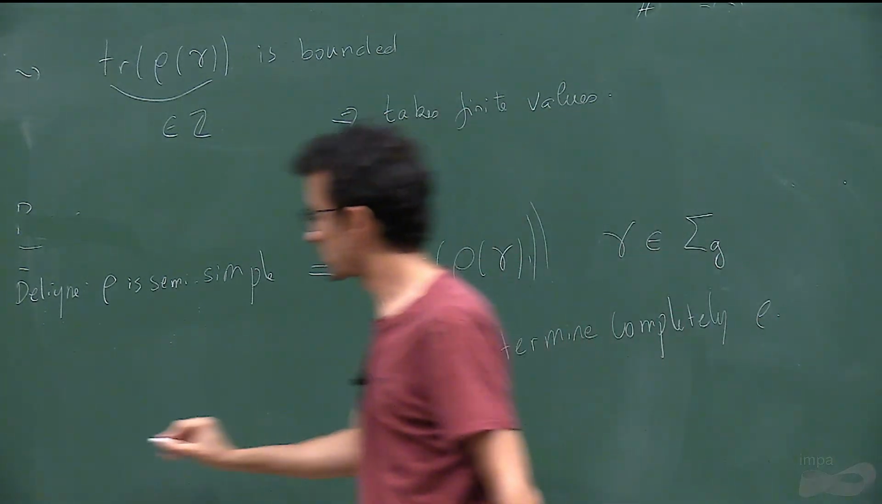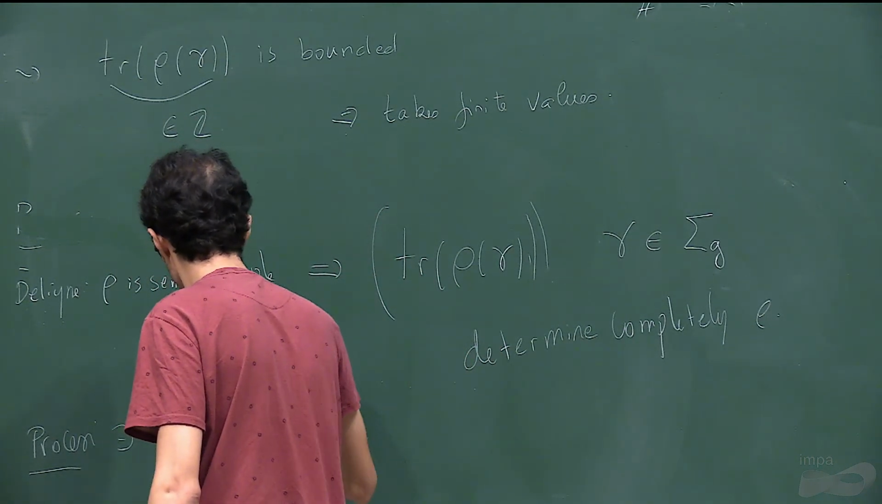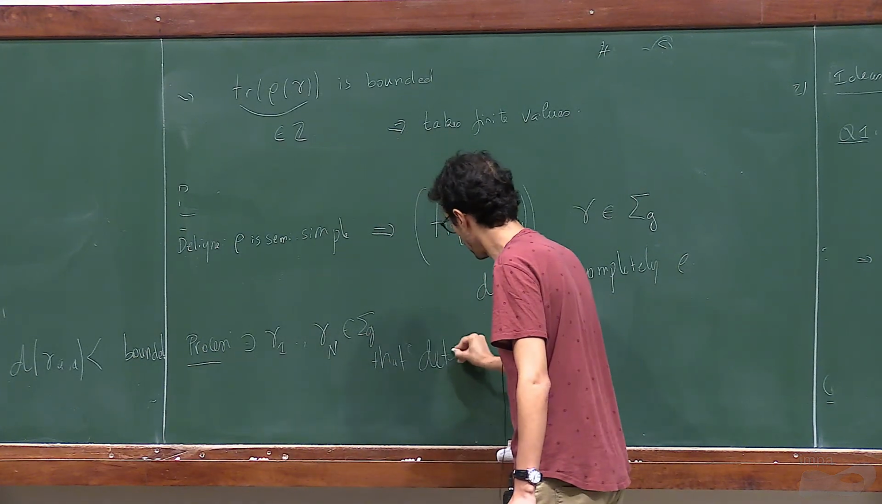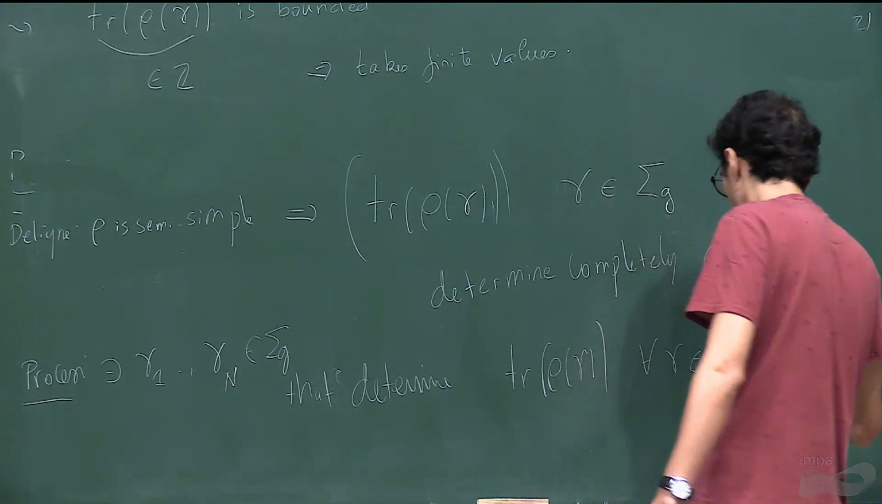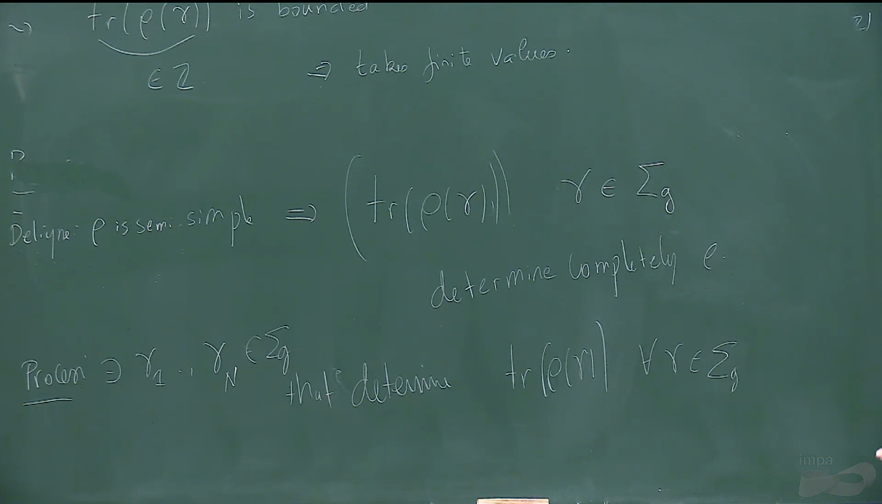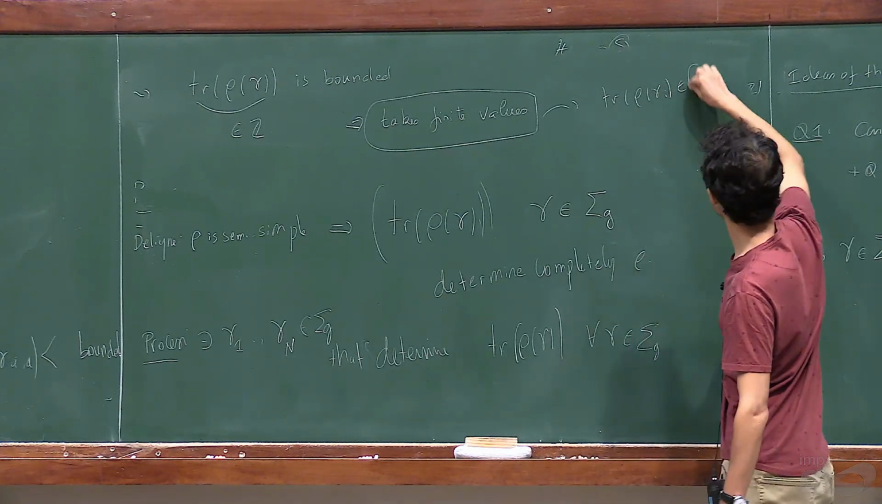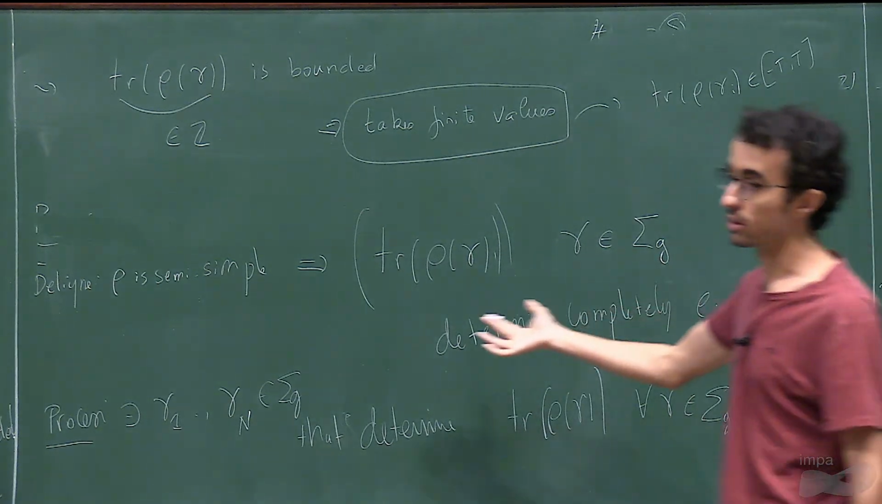This determines rho completely. And then the theorem of Procesi tells you that it's enough to consider a finite set of elements in Sigma_g that determine completely the traces of rho gamma for all gamma in Sigma_g. So in other words, it's enough to know the traces for a finite set of elements in Sigma_g to be able to know the traces of all elements in Sigma_g. And now the semi-simplicity tells you that if you know the traces of all elements, then you know the representation itself. But then this analysis says that the traces of rho gamma_i are all in some interval of integers, so they take finitely many values. And this is how you get definiteness in this setting.